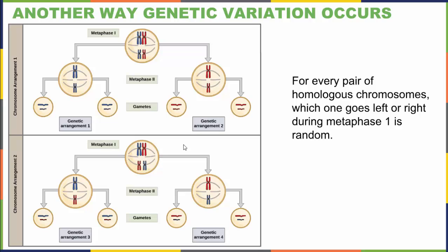Another way that we get genetic variation is what happens during metaphase 1. Okay, so remember in meiosis 1 we're separating the homologous chromosomes. In metaphase 1 is where we would see the two big versions separated. So here on the top we can see we have the big long chromosome, and then we have this one that's the shorter one. And we can see up here, the blue one got put over here, and the red one got put over here.